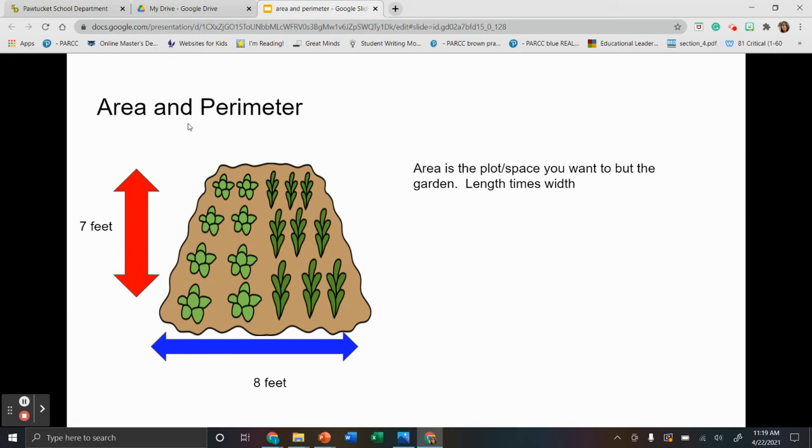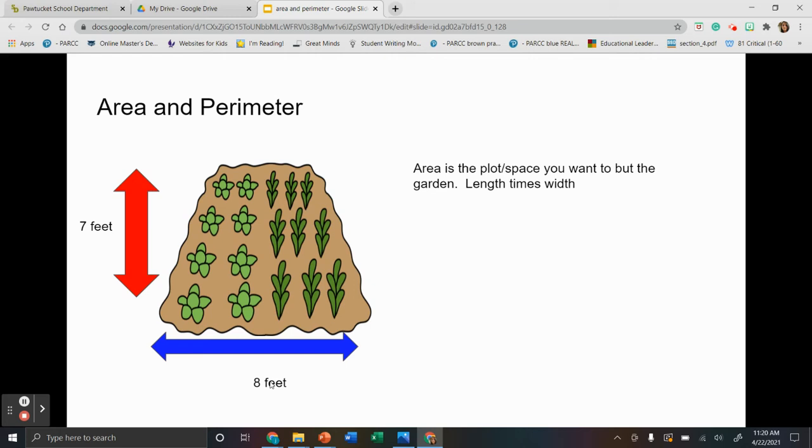Here's another real example. Area is the plot or space you want to put the garden. So we want to know how much space we're going to have for our plants, because sometimes it'll say plant 3 feet apart, so we want to know how much space we have. So length times width. So here, 7 feet times 8 feet. So our area would be 56 feet.